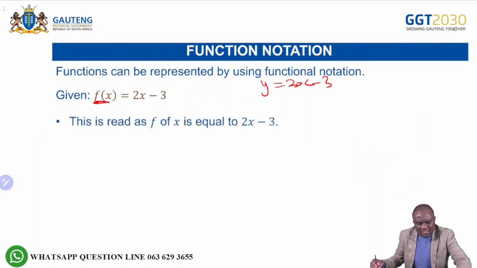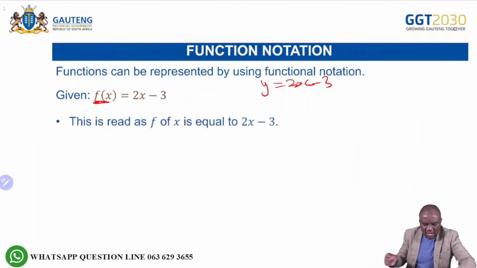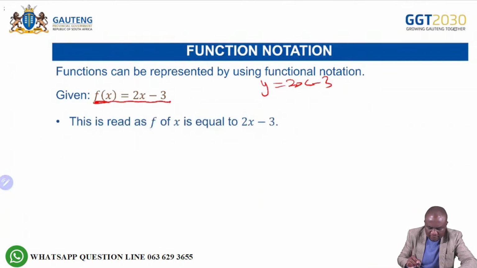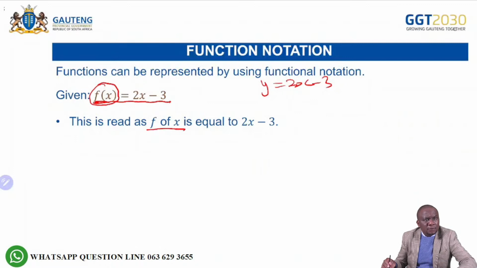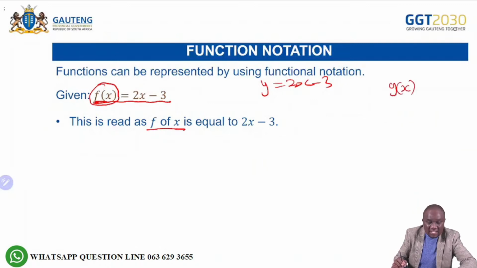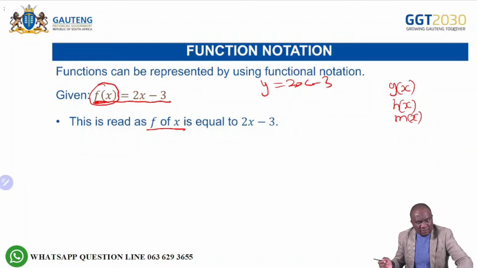Right, so this is how we read this. We say f of x. This is f of x. That's how we read it. When it's g like this, you say g of x. When it's like this, you say h of x. M of x. You see that?